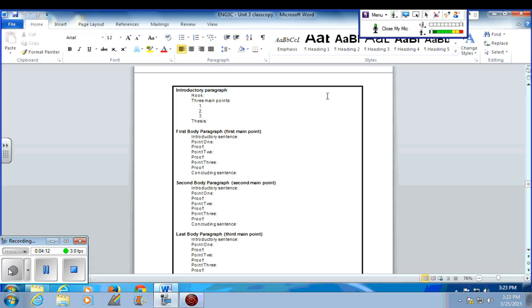So once you have all of those, the 3 main points become your 3 body paragraphs. So your first body paragraph is your first main point. So you want to have an introductory sentence. You want to explain and talk about what's going on with that. After that, you want to have 3 points or 3 proofs to explain or elaborate on those points.